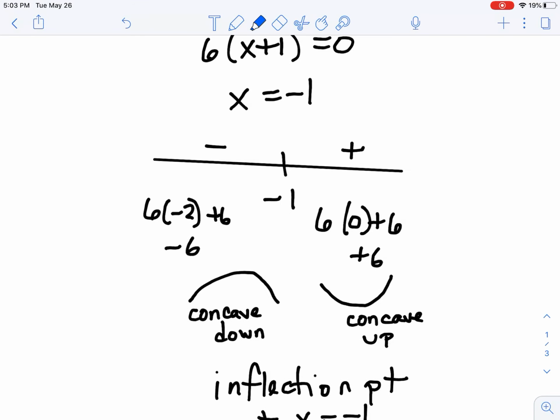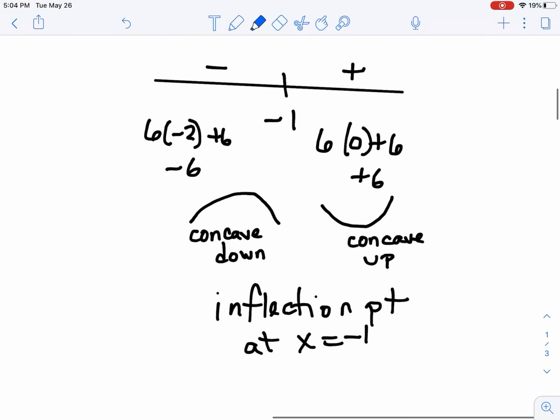Remember, the second derivative tells you whether it's concave up or concave down. So I picked a number to the left of negative 1, which was negative 2. That was a negative value. And then I picked a number to the right, which was a positive value. Since it's concave down, then concave up, there must be an inflection point at x equals negative 1.